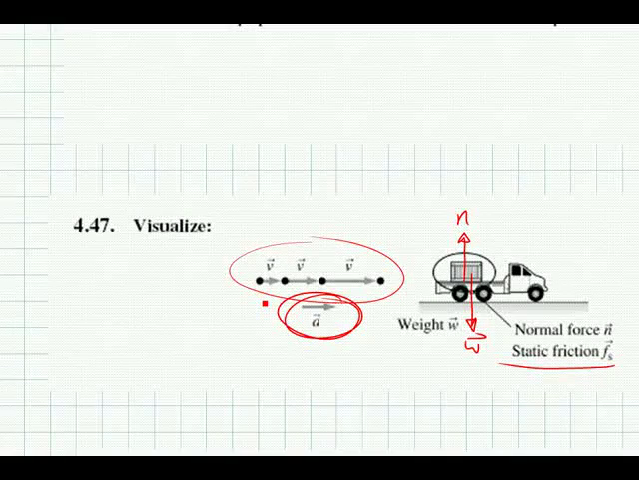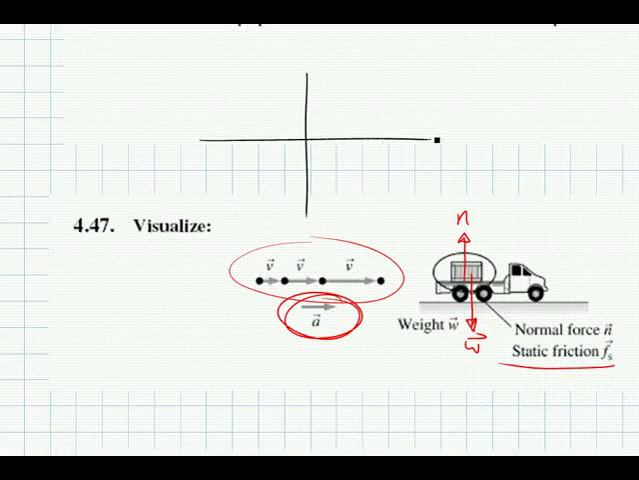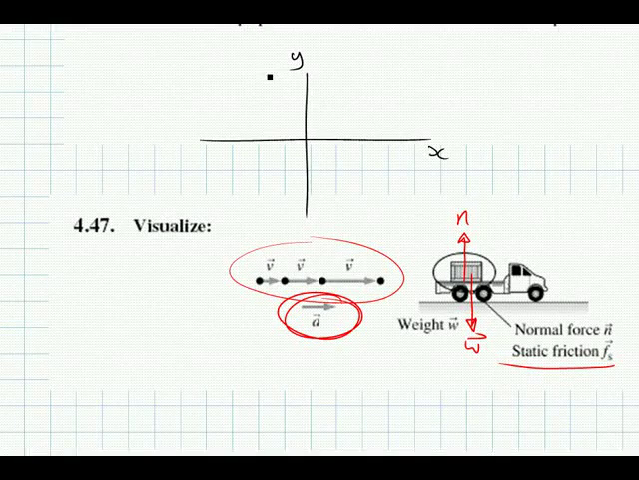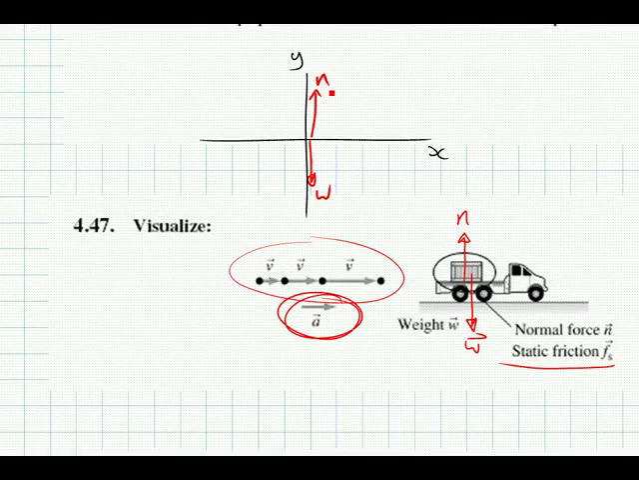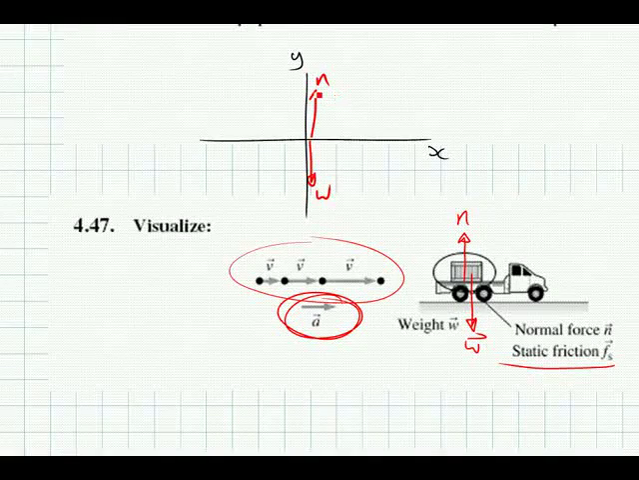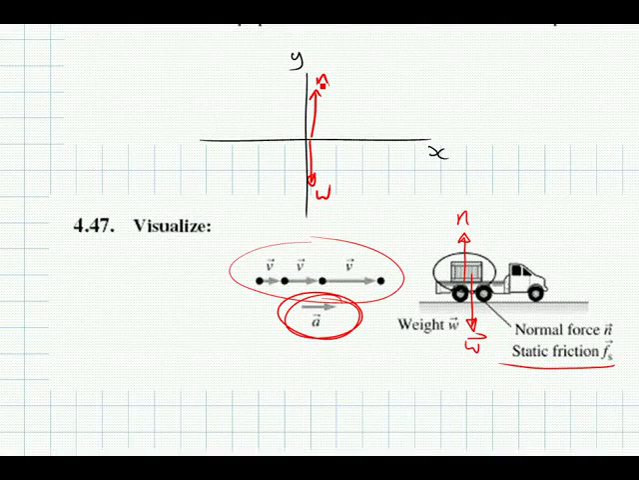Okay, so the crate is accelerating forward. If we now do a free body diagram for the crate, this is X and Y. Let's put the two forces that we identified. There's weight downwards and normal force upwards. By the way, there is no acceleration in the y direction, so the magnitudes of N and W must equal each other because they cancel each other. The net force in the y direction is 0.